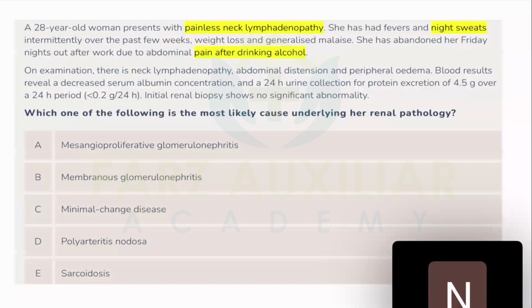There is decreased albumin. The 24-hour urine collection is showing more protein excretion. Renal biopsy, nothing significant. So it is minimal change disease. Even if you don't diagnose the Hodgkin's part, there is no significant abnormality with more than 3 grams of protein excretion in 24 hours, so nephrotic-range proteinuria. So the answer is minimal change disease.